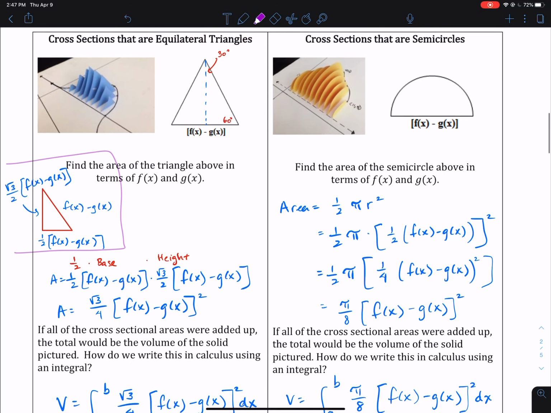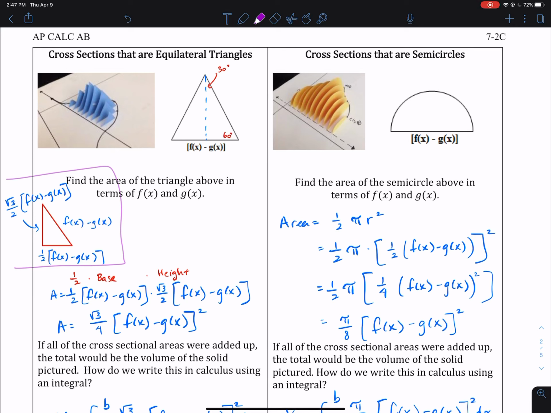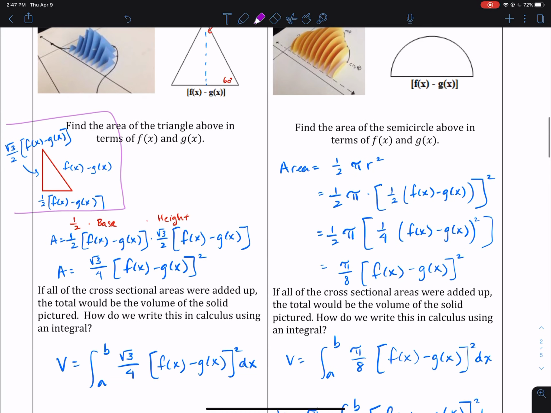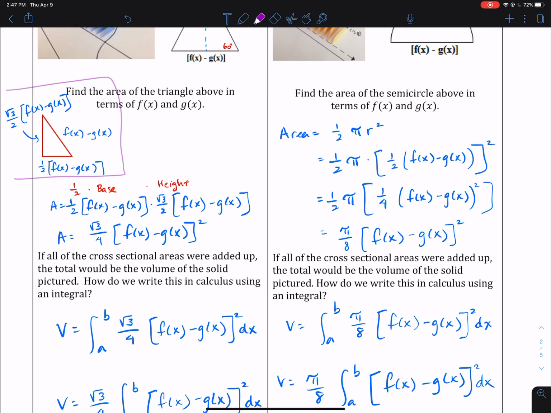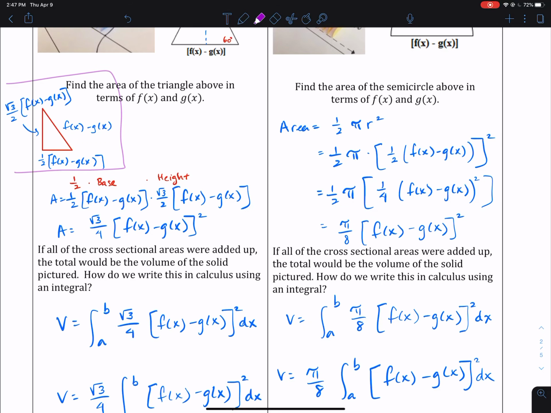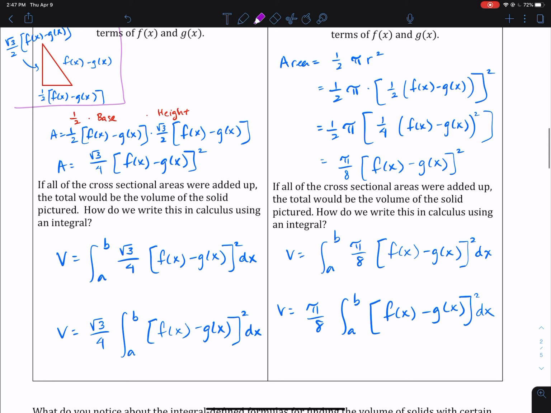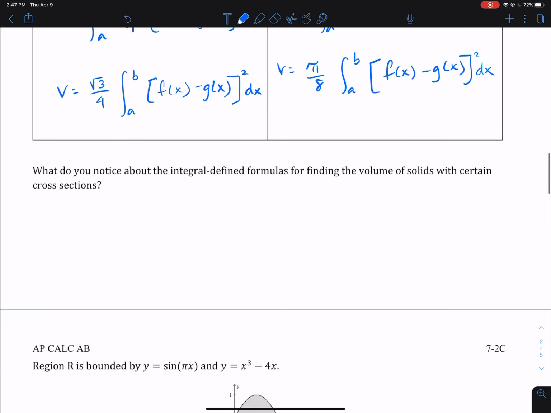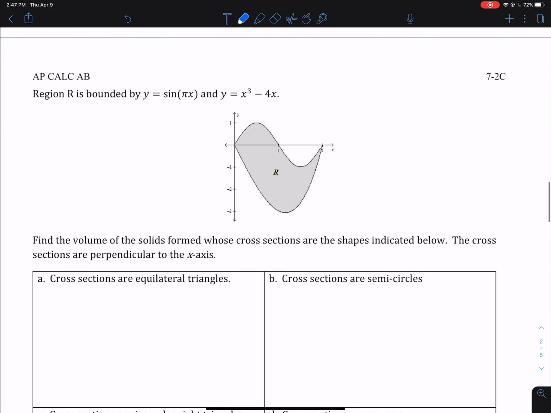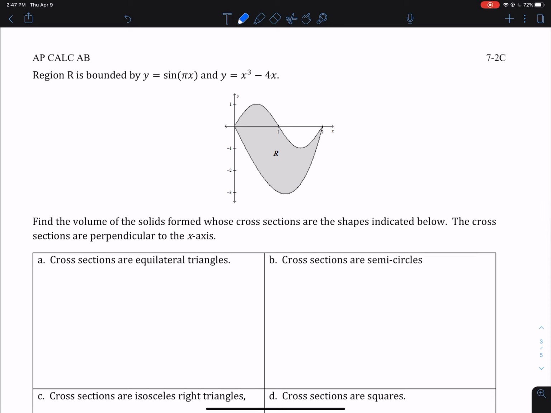For the semicircle, your area is half times pi r squared, and your radius is half of f of x minus g of x. And so we end up with pi over 8 times f of x minus g of x squared, and then we integrate that. Okay. So those are formulas for known geometric figures. There will be times where you will not know the geometric figure, but they will give you a description. Okay. So I'm going to skip that question because that only applies to having geometric figures.